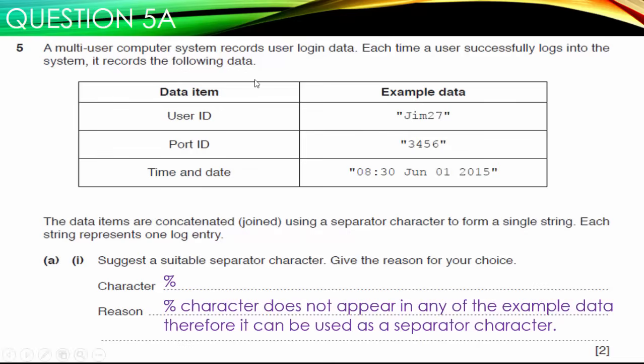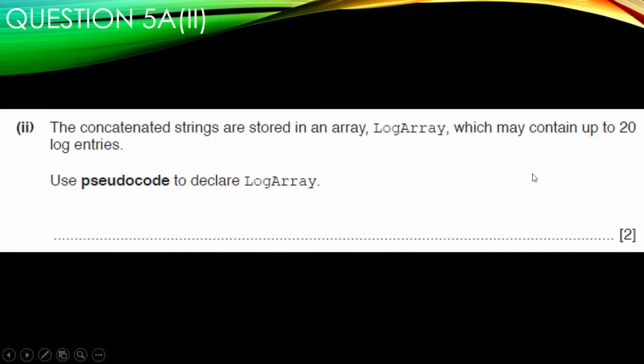I could have chosen the exclamation mark, which doesn't appear, the @ sign, the pound or hashtag, the money symbol, the caret symbol, the ampersand, the asterisk, or even the parentheses, the underscore if I wanted to, but I just chose the % sign. Any character you can use as long as it doesn't appear in the example data. So let's keep moving along.